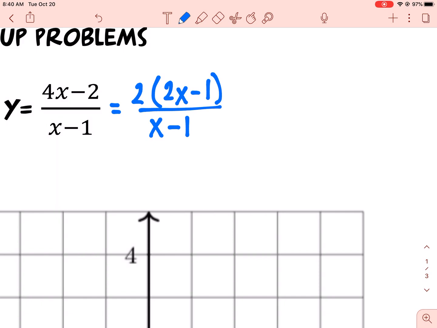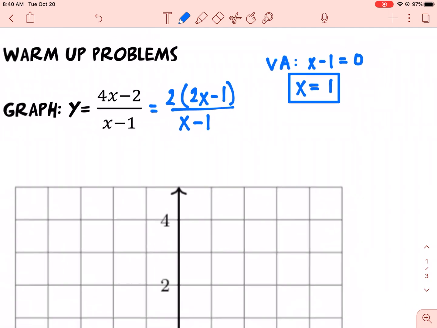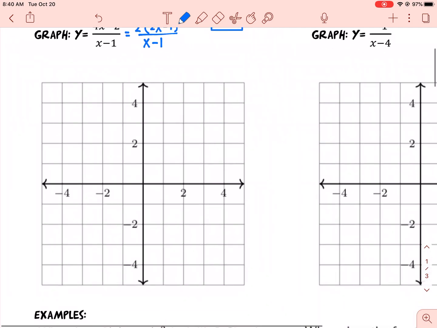Step 3 is vertical asymptotes. What makes the denominator equal to 0? So for the vertical asymptote, all I have to do is set the denominator equal to 0. So that means I have a vertical asymptote at x equals 1. Okay, right away I'm just going to graph that. So at x equals 1 I have this nice dashed line that I cannot cross.